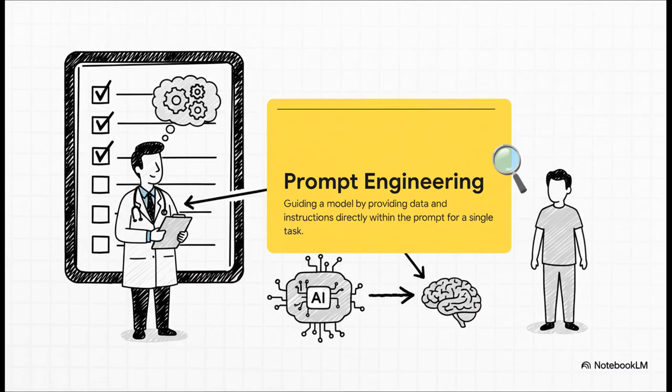First up, we've got prompt engineering. This one's all about giving the AI super detailed instructions right there in your request. The analogy is perfect. It's like giving that doctor a very specific checklist for just one patient's visit. It guides the AI for that one single task, but it doesn't actually change the doctor's underlying knowledge.